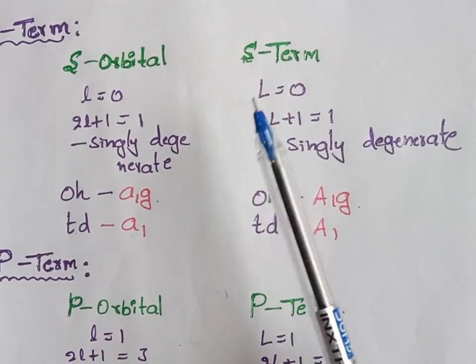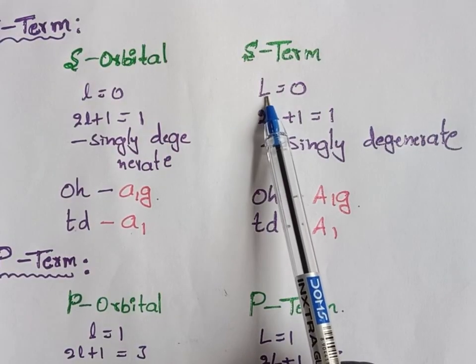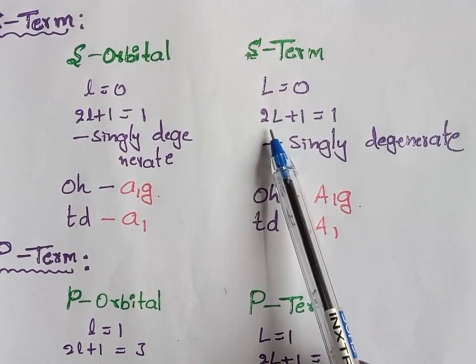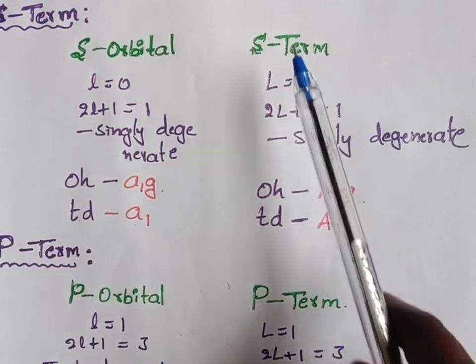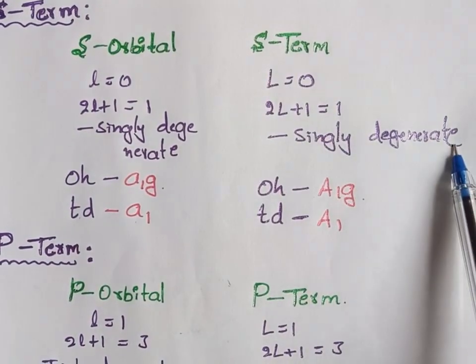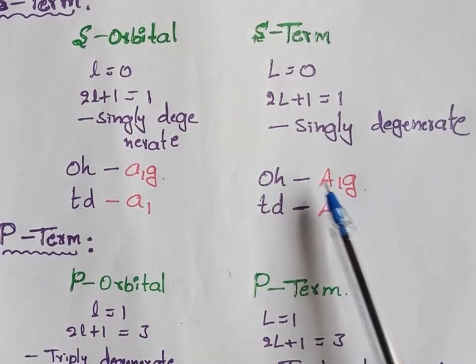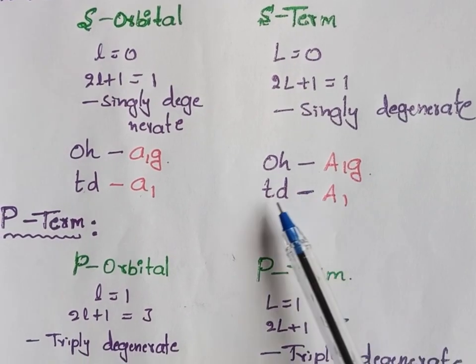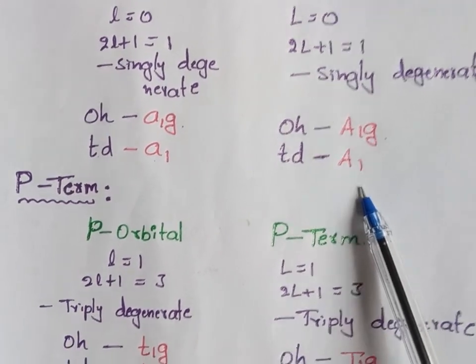Coming to the S term, the total orbital angular momentum value L is 0. So the term degeneracy 2L plus 1 will be 1. That is, the S term is singly degenerate. In an octahedral field, it is designated as capital A1g, and in a tetrahedral field, it is designated as capital A1.